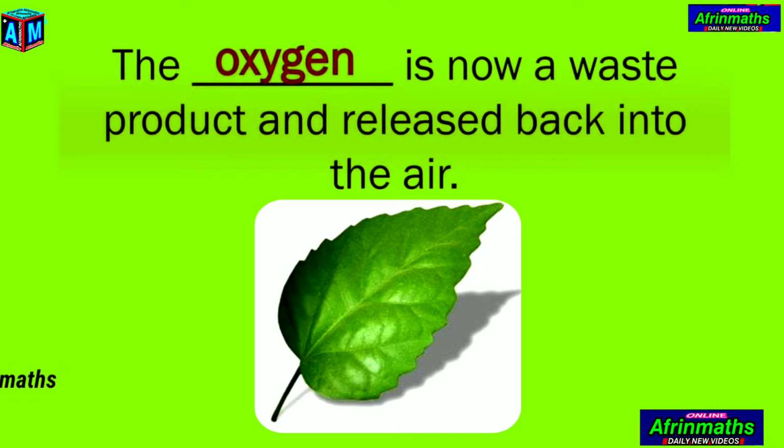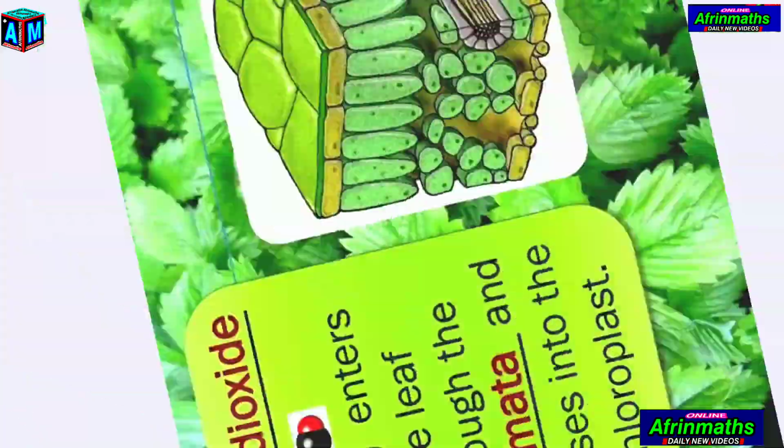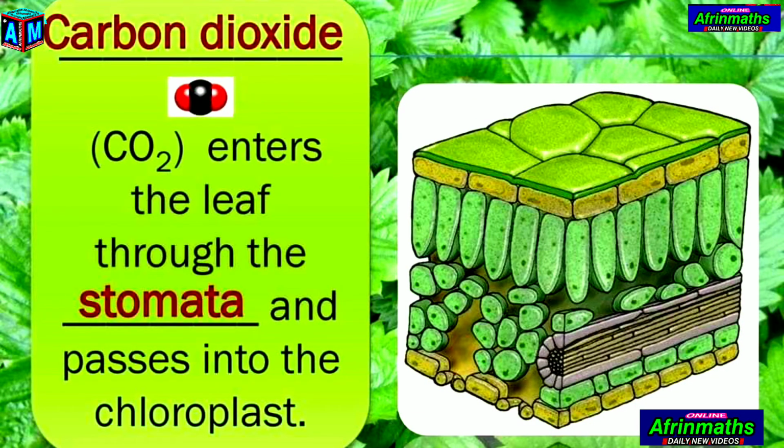The carbon dioxide is obtained from the atmosphere, which enters through the stomata and passes into the chloroplast. Carbon dioxide can be given by the formula CO2. Stomata are the minute holes which are present below the leaf.